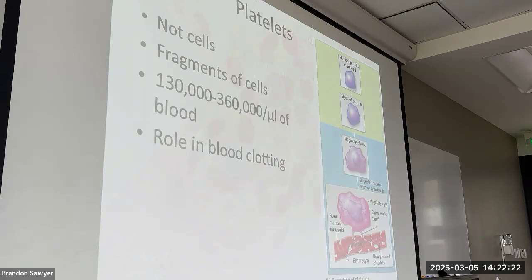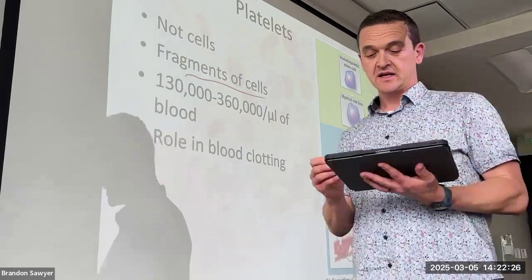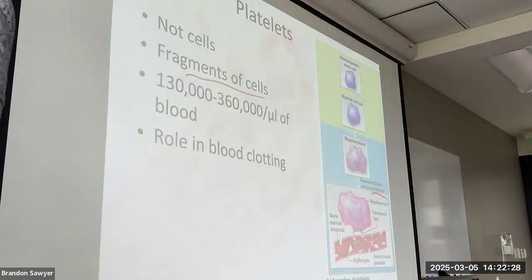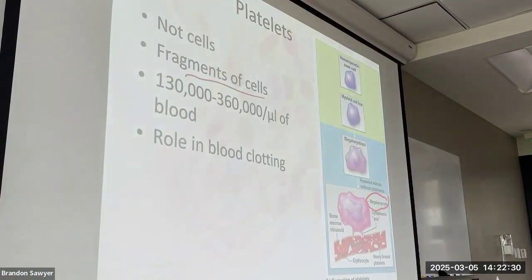Platelets are another component of that buffy coat. They're not cells, but they're little chunks of cells. They start as this big megakaryocyte, and that megakaryocyte has little arms that go out into our capillaries, and little chunks of it come off. And those little chunks are what end up being the platelets. They're very important in blood clotting.